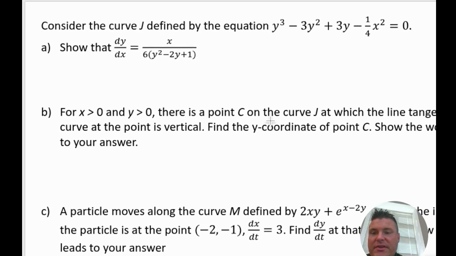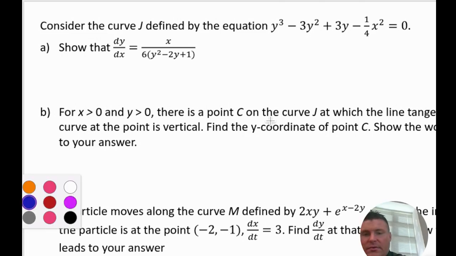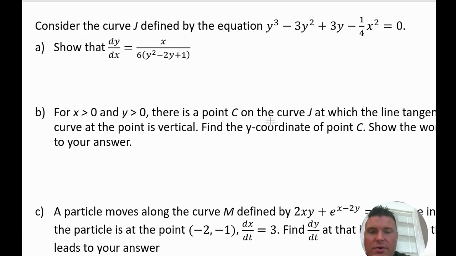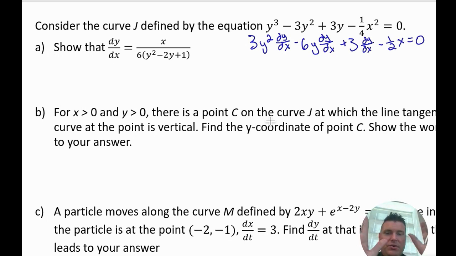So for this, show that dy/dx is equal to this right here. We're going to go ahead and do that. And we're going to get 3y squared tag it, minus 6y tag it, plus 3 tag it. If you notice, I'm tagging all my y variables, minus 1/2 x equals 0. So what I'm going to do is two things at once. If you're okay with it, I'm going to take the first three terms and find the GCF of that, which is just the dy/dx. That's all I really care about. And then I'm going to move that 1/2 x over to the other side.